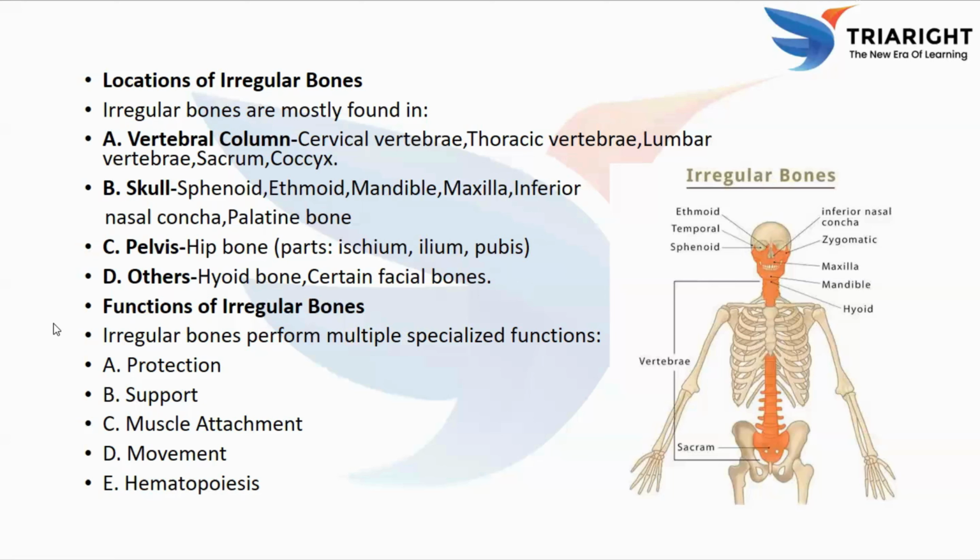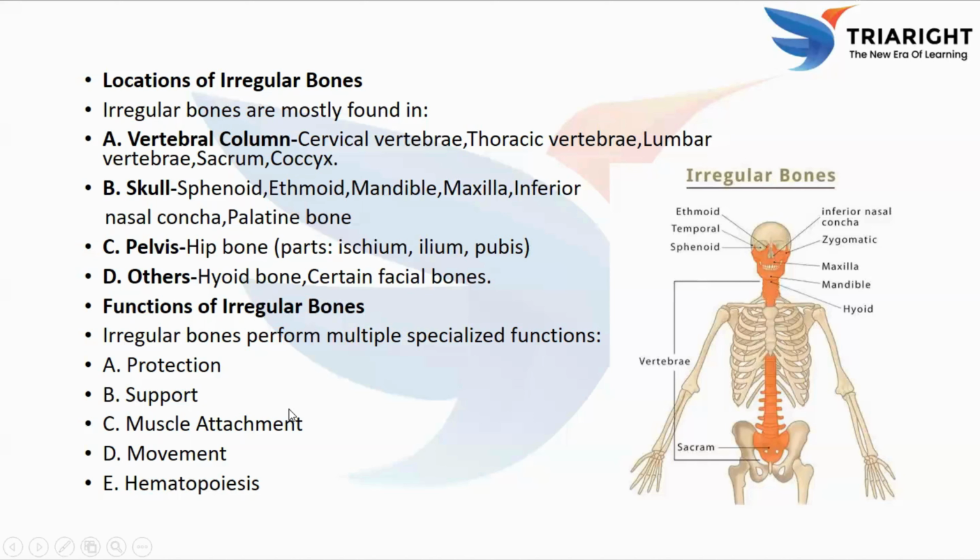So what are the functions of the irregular bones? You have seen the locations, right? Now what are the functions of the irregular bones? Irregular bones have multiple important functions due to their complex shape. They perform functions like protection, support, muscle attachment, movement and hematopoiesis. So coming to protection, the vertebrae protect the spinal cord and the skull, irregular bones protect the brain structures. So next, support function. The pelvic bones support body weight, whereas the vertebrae support the head and body posture.